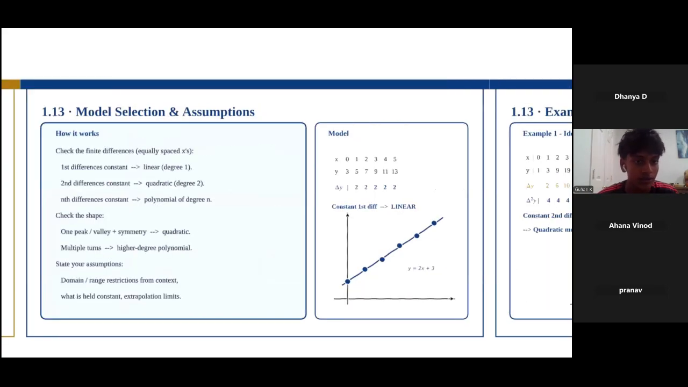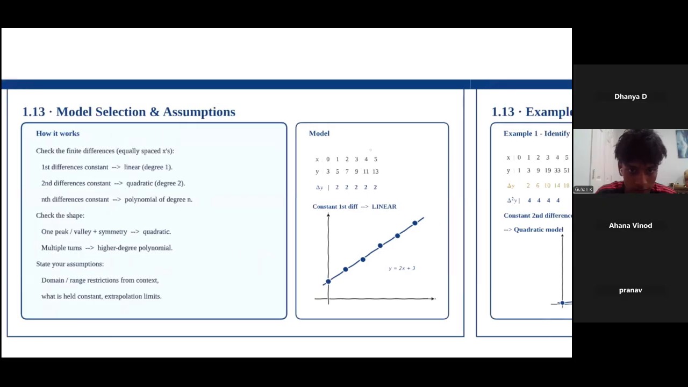So we have to check the finite differences. And what finite differences means is basically the x's have to be equally spaced out. Look at this table right here. There's a difference of one, there's a difference of one, there's a difference of one, right? So you can see that it's 0, 1, 2, 3, 4, 5. It's increasing by one each time. So, okay, our x is good. Now we can look at our y.